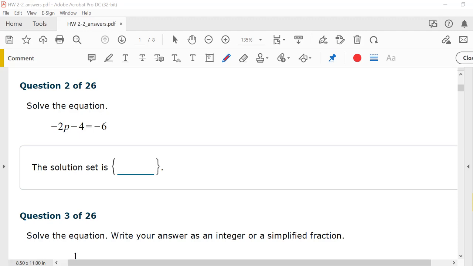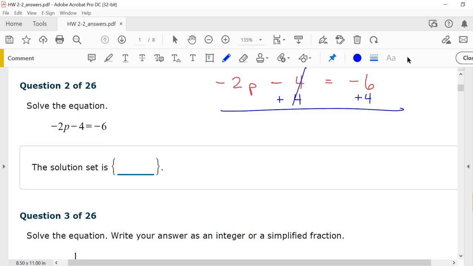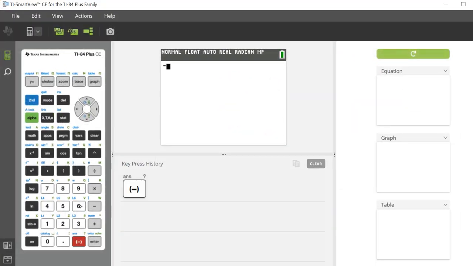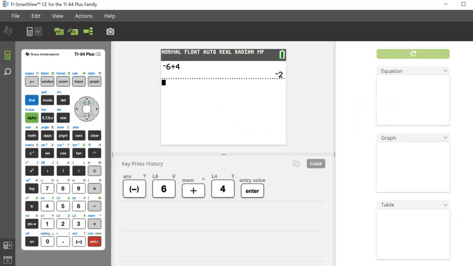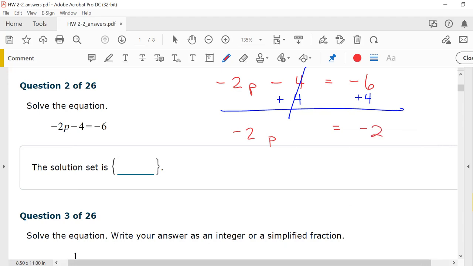Number 2, solve negative 2p minus 4 equals negative 6. To get the p by itself on the left, first thing we need to do is add 4 to both sides. Negative 4 plus 4 is 0. So negative 2p equals negative 6 plus 4, which is negative 2. I have negative 2 times p equals negative 2.